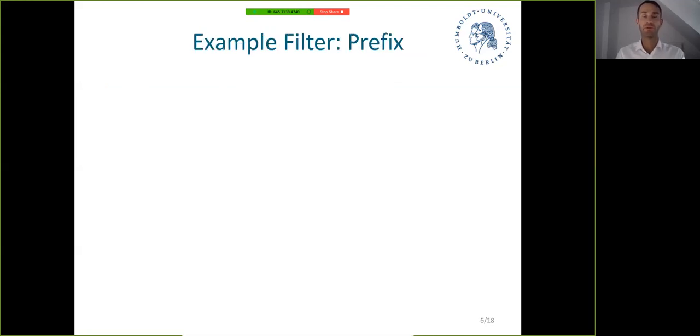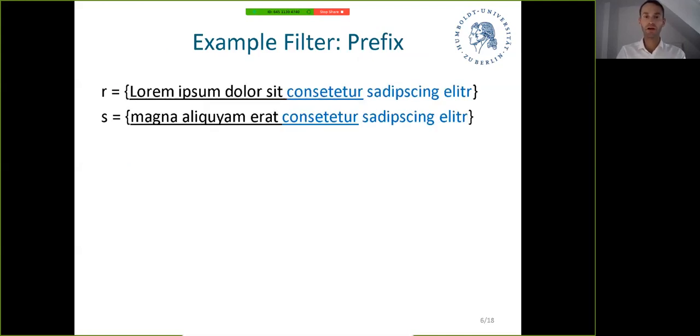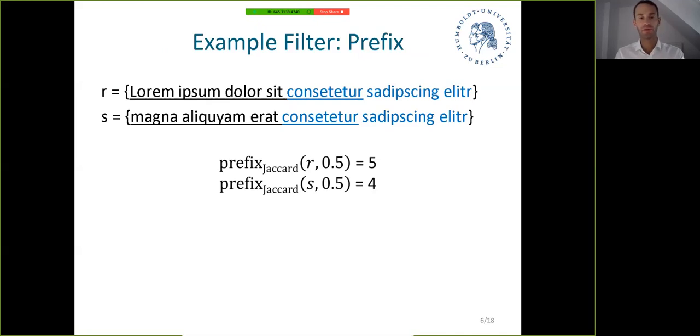The most important filter to mention is the prefix filter. So let's have a look at an example. These are two records here, and we can compute the prefix for these records with regard to the similarity measure, which is Jaccard here, with the size of the records and the threshold, which is 0.5 in this case. So the prefix for R would be 5, and we can see this up there, which is underlined. And the prefix for S would be 4.